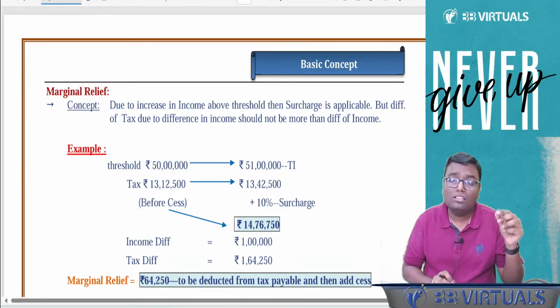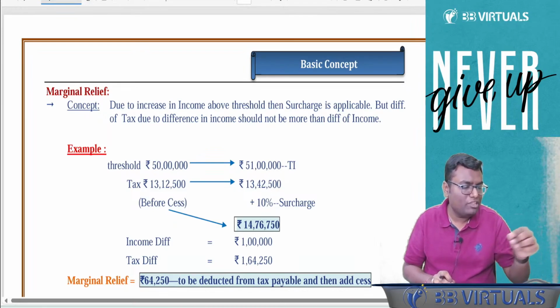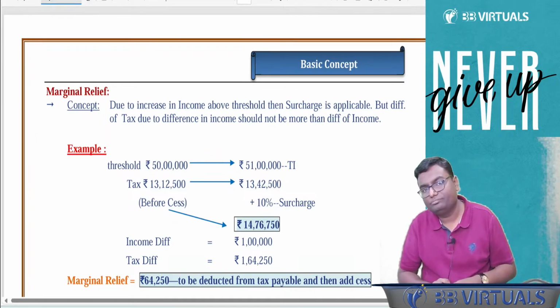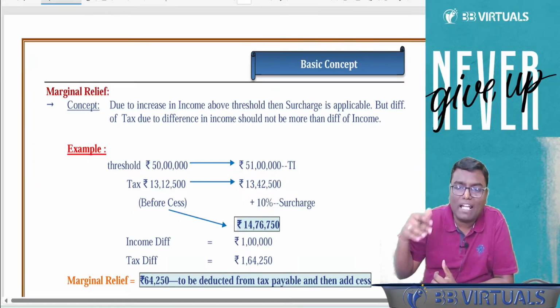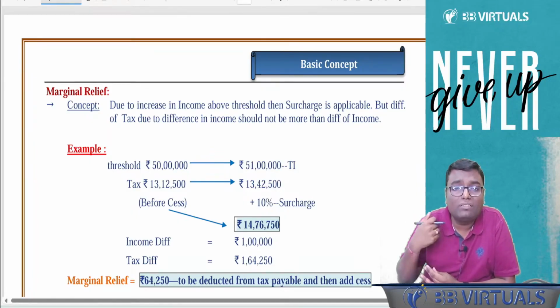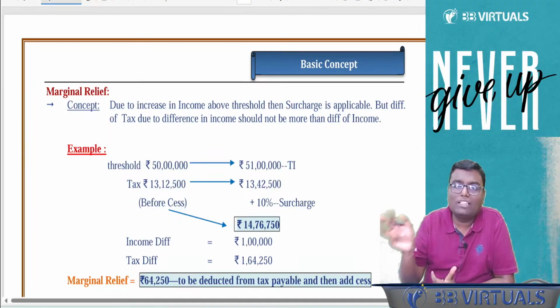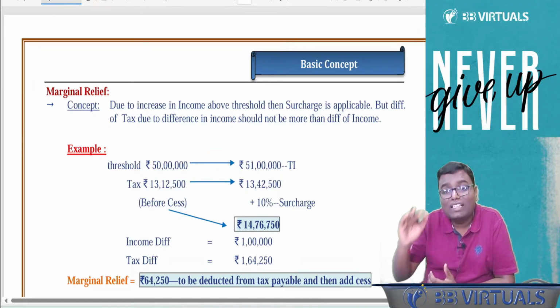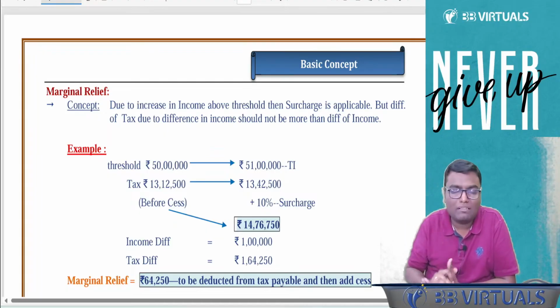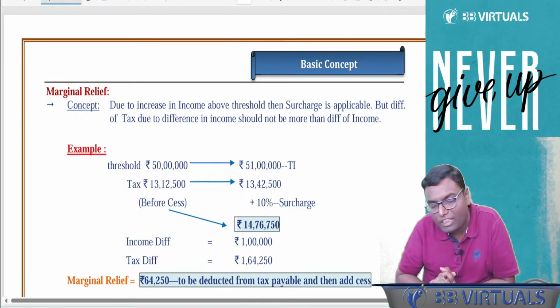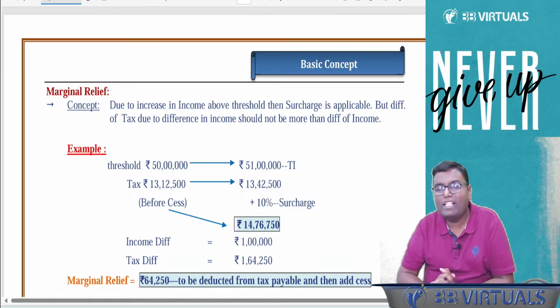Then for the 5 persons, that is individual, HUF, AOP, BOI, AJP, what is the tax rate applicable as per default tax regime, that is the new tax regime, section 115BAC? Up to 3 lakh no tax, 3 lakh to 7 lakh 5%, 7 lakh to 10 lakh 10%, 10 lakh to 12 lakh 15%, 12 lakh to 15 lakh 20%, above 15 lakh 30%.